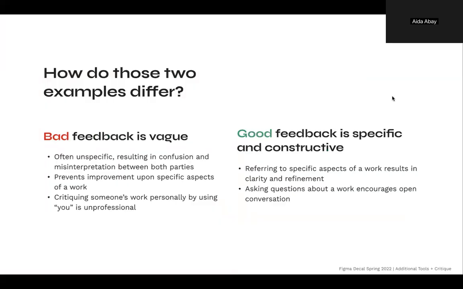Bad feedback is vague, often unspecific, like you were saying, and results in confusion between both parties, and it prevents improvement upon specific aspects of a work. Whereas good feedback refers to a specific aspect of the work's result and then asks questions about the work, which encourages more open conversation and can bring up more things that both parties can work on improving.